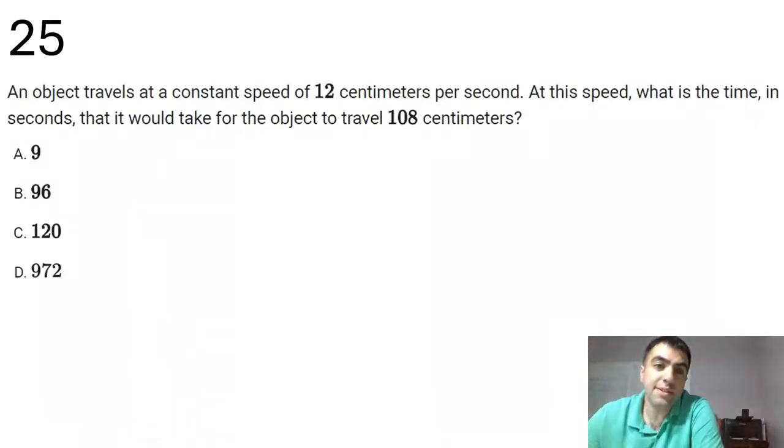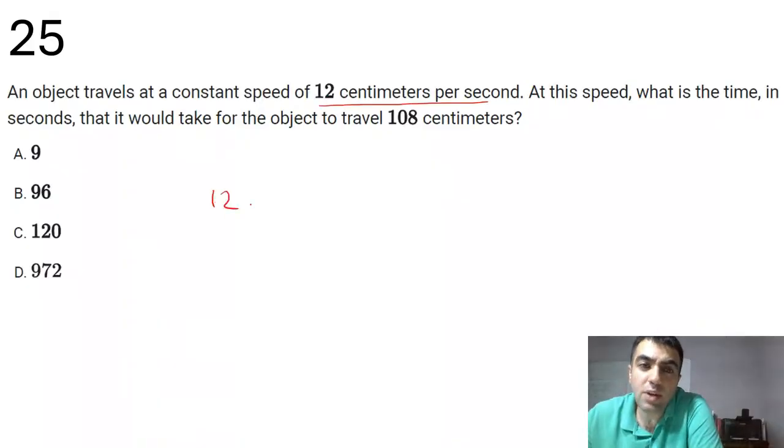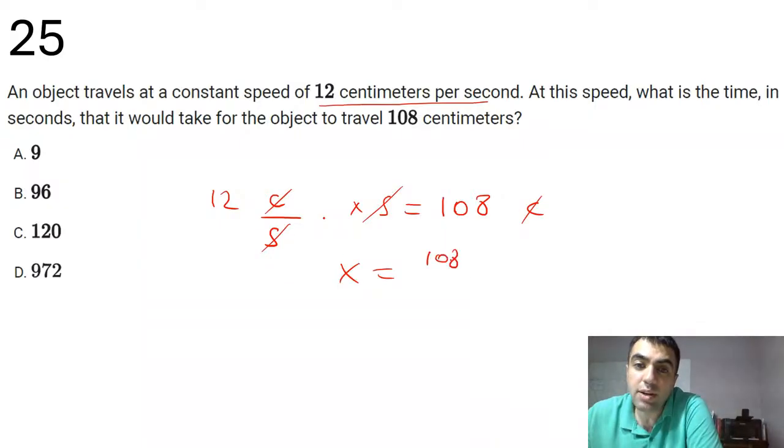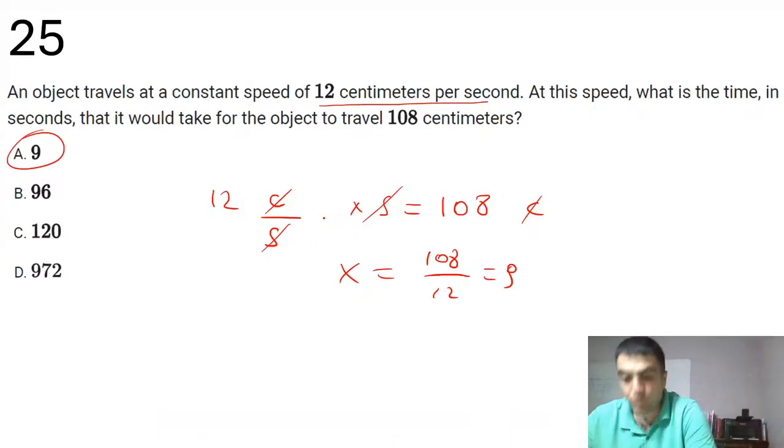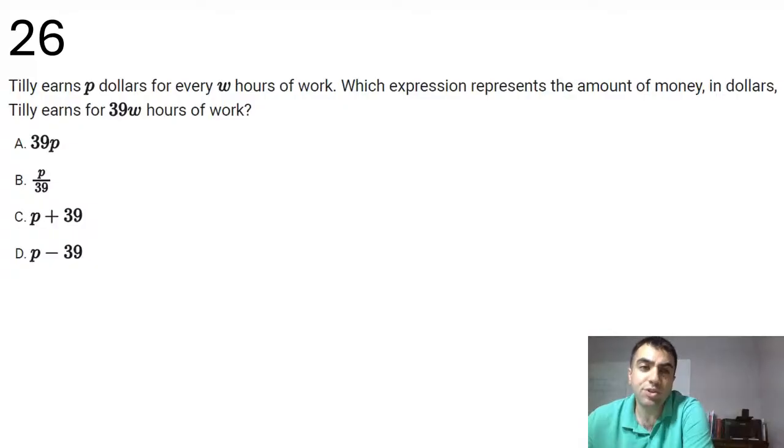So Ismail says it is a constant speed of 12 centimeters per second. At this speed, what's the time in seconds? X seconds it will take the object to travel 108 centimeters. These seconds are cancelled out, and these centimeters are cancelled out. We are going to get 9. This is A. You are right. Next question.